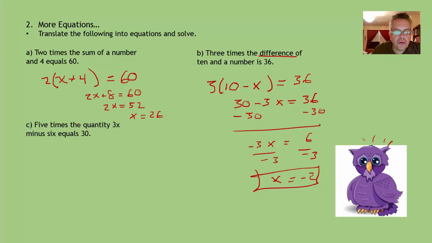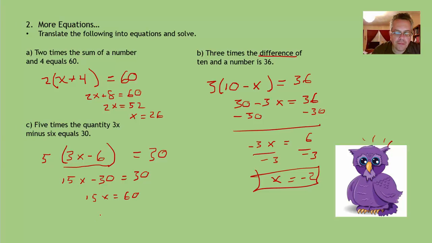All right. So over here, last one. 5 times the quantity 3x minus 6. The word quantity signals parentheses. We want 5 times all of this equals 30. Okay, so distribute. 15x minus 30 equals 30. We get 15x equals 60. If you divide by 15, I believe you get x equals 4. Okay, so those are 3 problems involving parentheses.